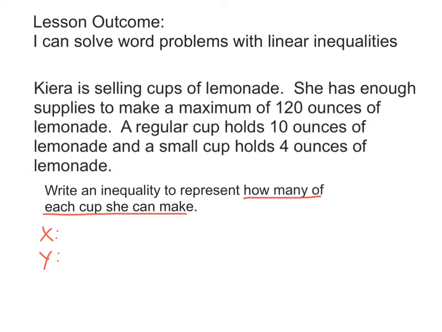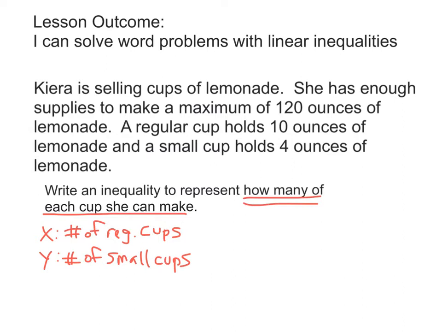So how many of each cup can she make? So x will be the number, because it says how many, so the number of regular cups of lemonade she can make, and y will be the number of small cups of lemonade that she can make. Okay, because that'll help us solve then how many of each cup. So how many regular and how many small.